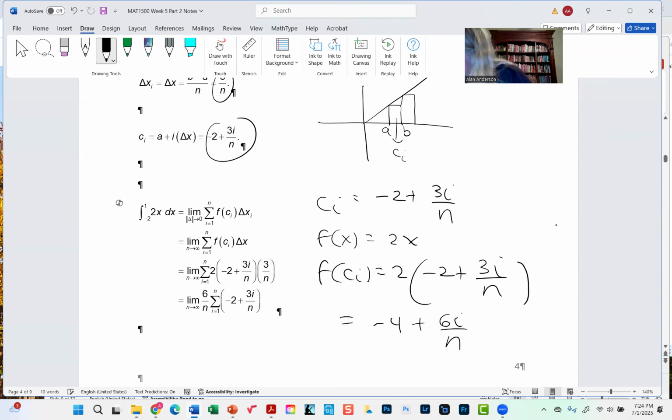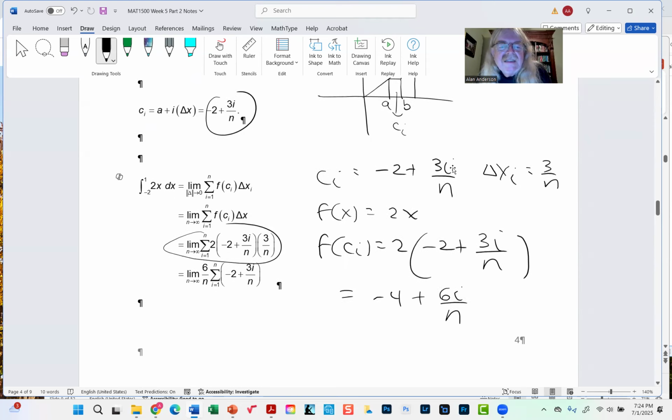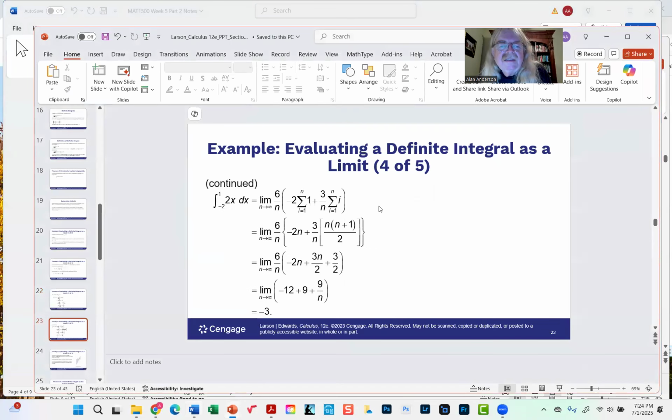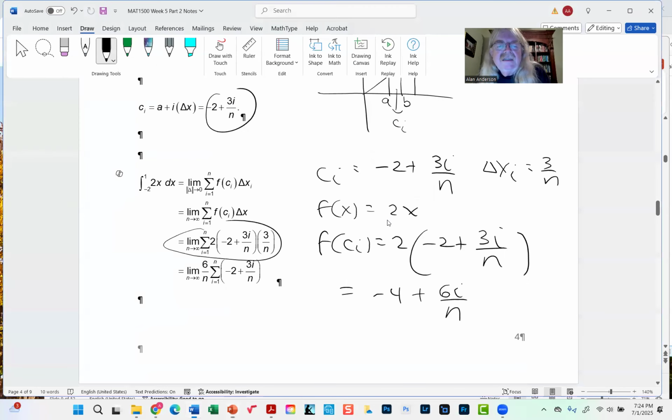That gets multiplied by delta xi, which, let me copy that from up there, 3 over n. So we plug all that in and rearrange it algebraically. And now, when we take the limit, then we've got a few more steps to go through.